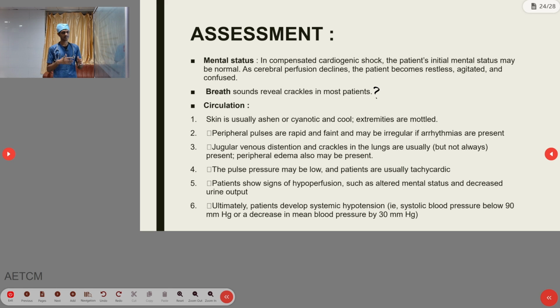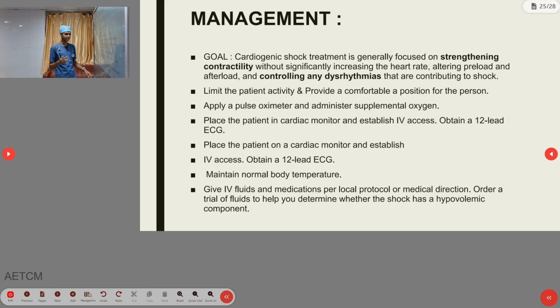Ultimately the patient develops systemic hypotension, that is a systolic blood pressure of less than 90 mmHg or mean arterial pressure of less than 30 mmHg. So what is the management? Again the same thing. Here the problem is in the pump, there is no problem in the content and container.